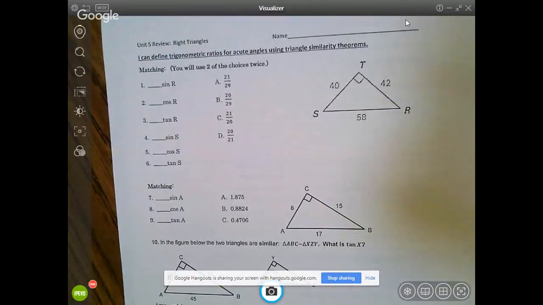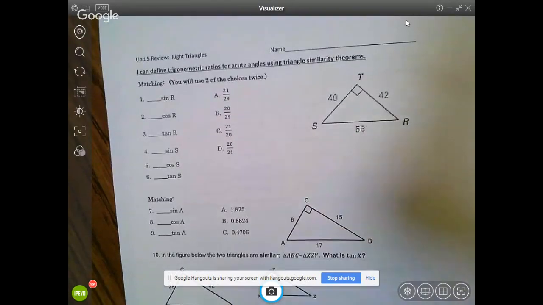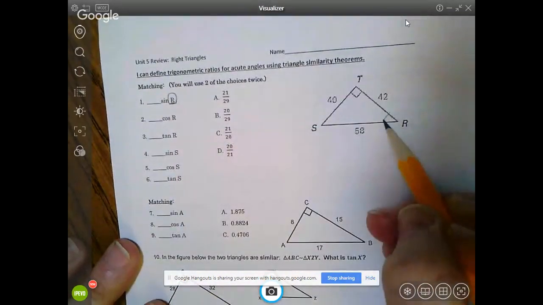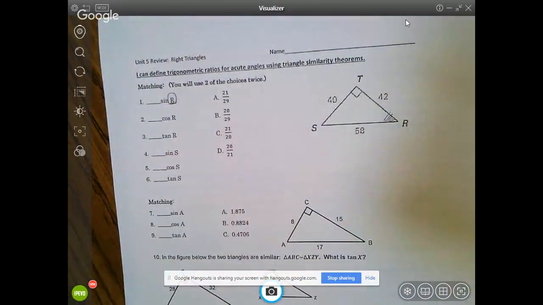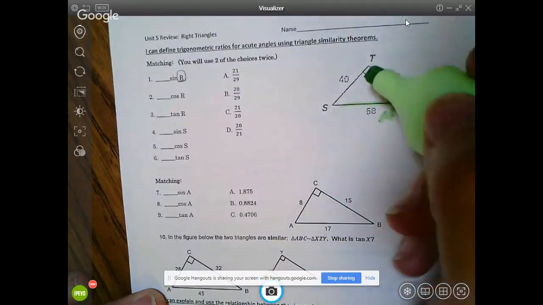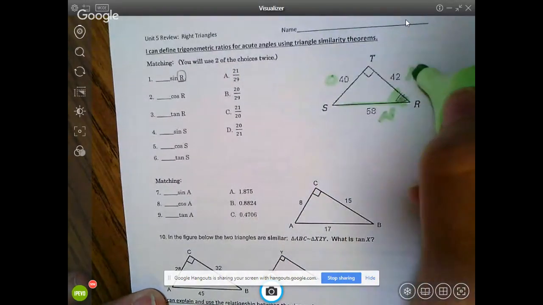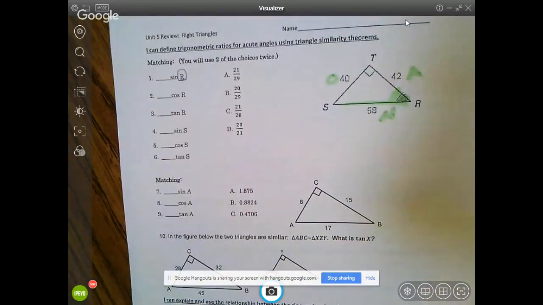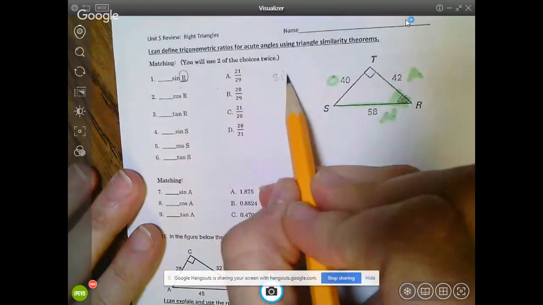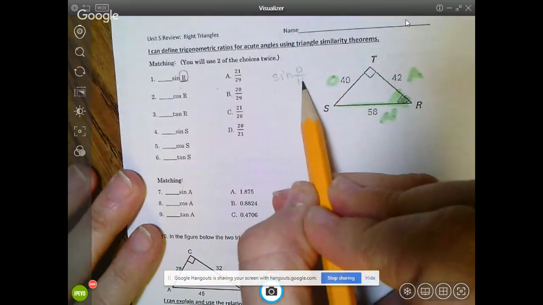Here we go. So first we're looking at question number 1. Question number 1 says find sine R. R is my theta, or the angle I'm talking about. So because of that, I know my opposite is going to be, here's my hypotenuse, if this is my angle R. This is my opposite. This is my adjacent. So for here, sine R, well, we know that sine is opposite over hypotenuse.